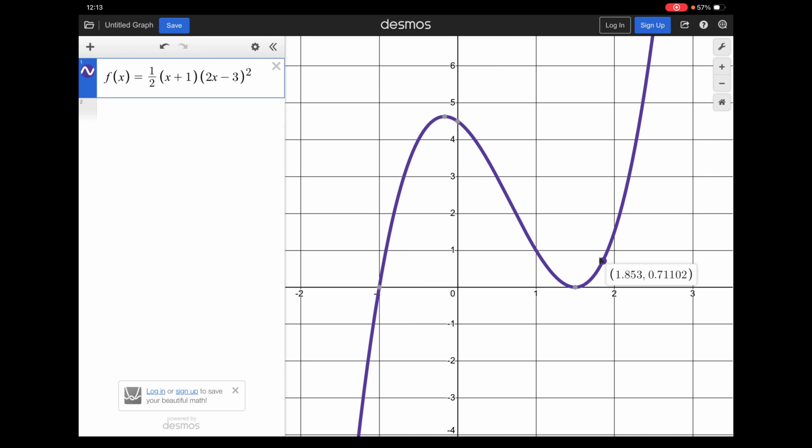So if something is going to cross the x-axis, the y values are going to change from positive to negative or from negative to positive. But when it's tangent, the y values stay the same sign. So if it's positive on the left of the x-intercept, it's going to stay positive on the right of the x-intercept if that x-intercept has a multiplicity of an even value: 2, 4, 6, 8, etc. So how cool is that?